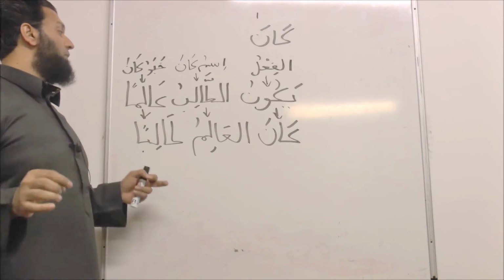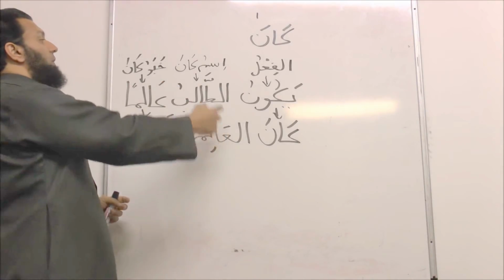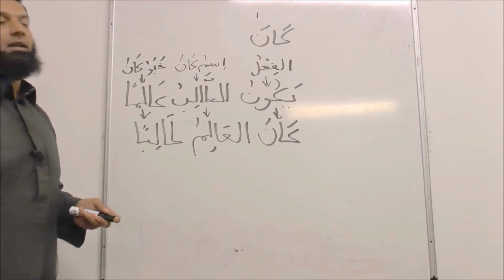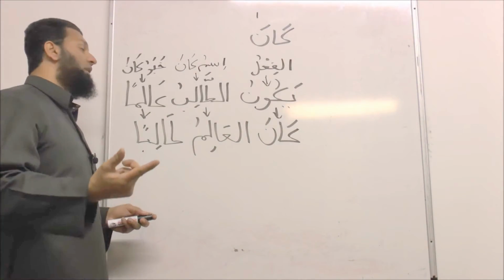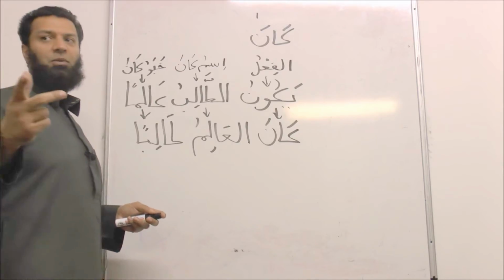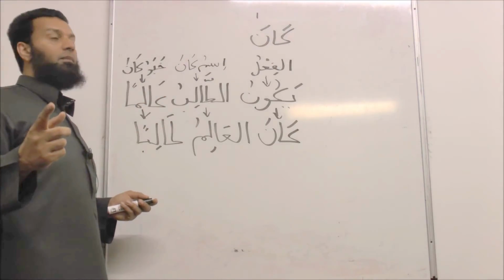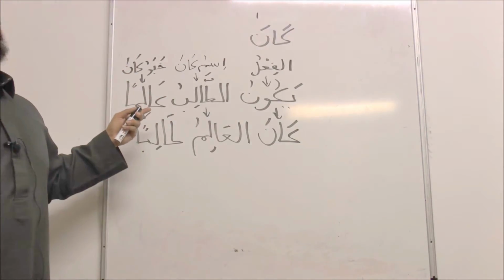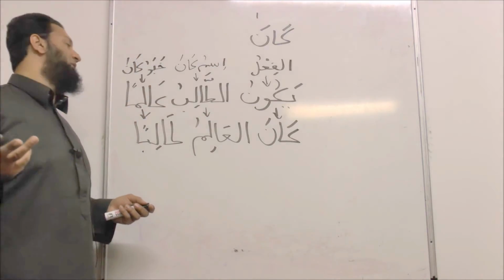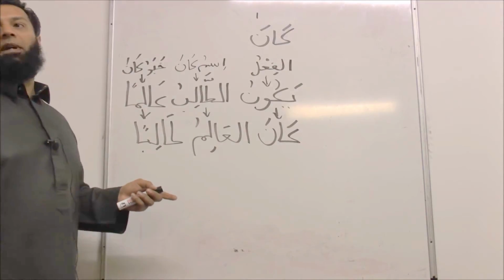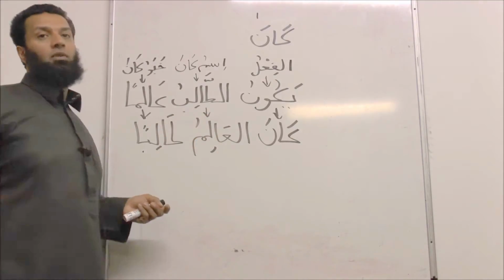But the point to note is that the first noun here is called ismu kana. Just like in al-jumlatul fi'liyya, the fa'ilun, the doer, is called the fa'ilun, and the object is called maf'ulun bihi. Here it's called khabaru kana. But if that's a bit complicated or confusing, you don't have to worry about it because it's in effect the same as al-jumlatul fi'liyya.